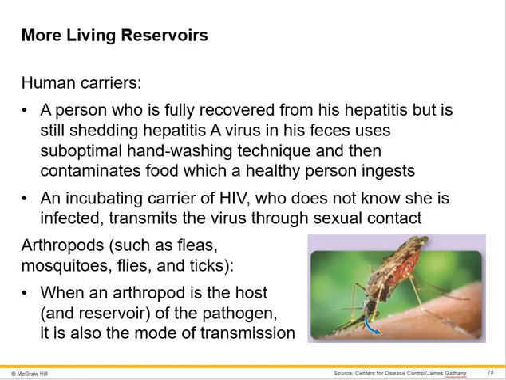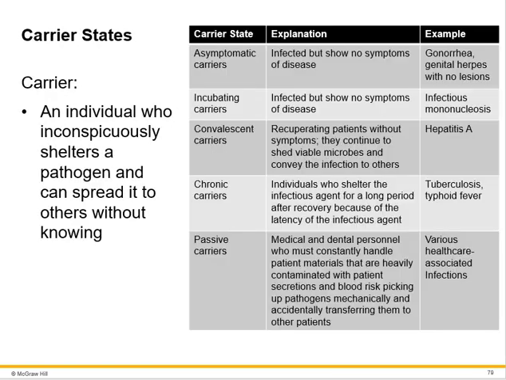Other living reservoirs, so human carriers: someone who is fully recovered but is shedding the virus, that's a convalescing carrier, and someone who is incubating but doesn't really know that they're infected yet, and they're still able to transmit the virus through sexual contact. That would be an incubating carrier. So there's different names for these carriers. Arthropods are the vectors. A lot of times a vector would sometimes be the reservoir, the host of the pathogen, and it is also sometimes the mode of transmission. So all of these were human and animal reservoirs.